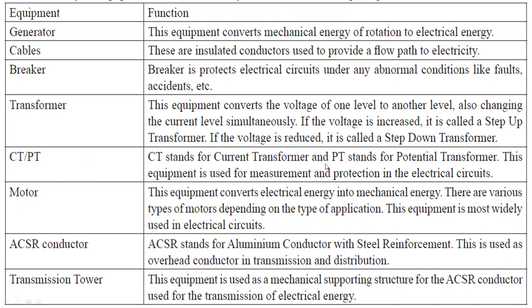Then CT stands for current transformer and PT stands for potential transformer. This equipment is used for measurement and protection in electrical circuits. A motor converts electrical energy into mechanical energy. There are various types of motors depending on the type of application. ACSR conductor stands for aluminum conductor with steel reinforcement, which is used as overhead conductor in transmission and distribution. And finally, the transmission tower is used as a mechanical supporting structure for the ACSR conductor used for the transmission of electrical energy.